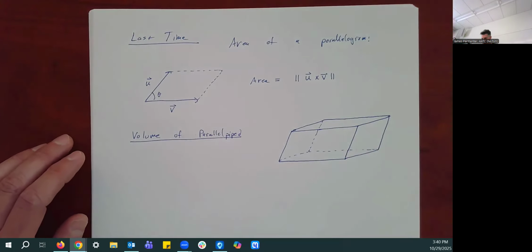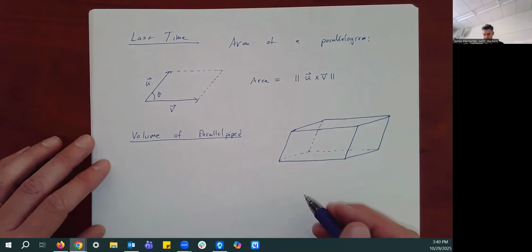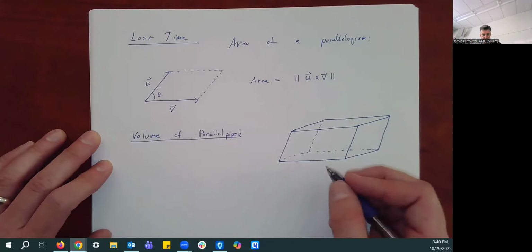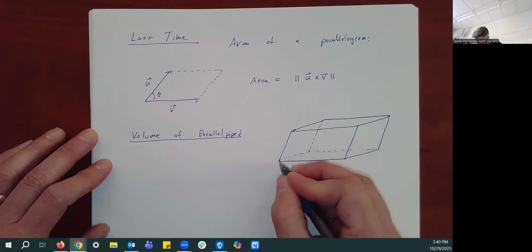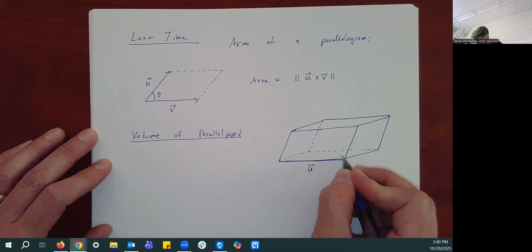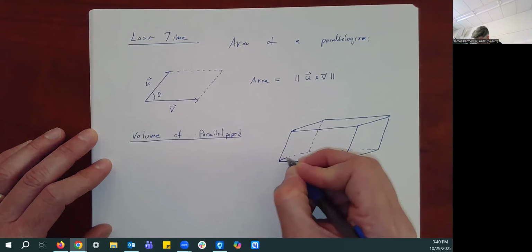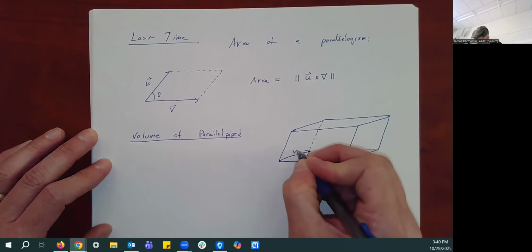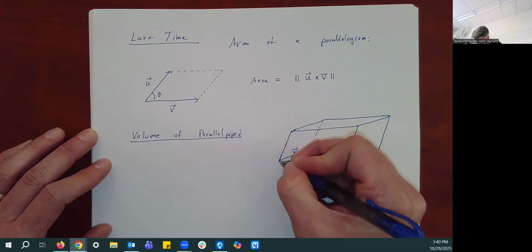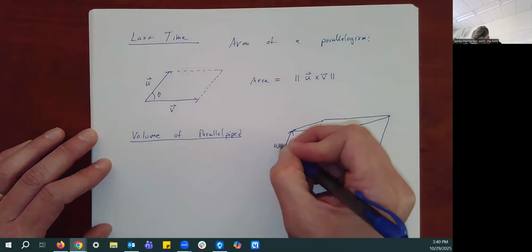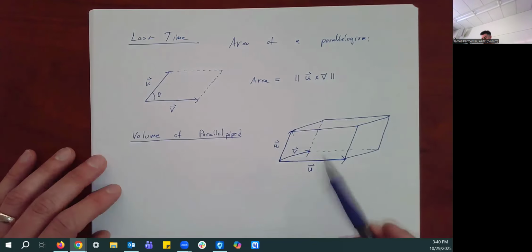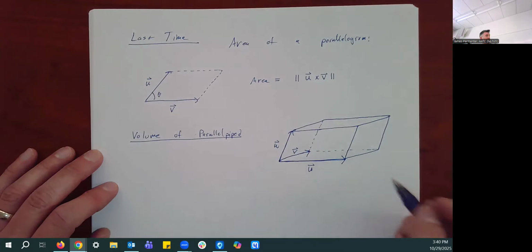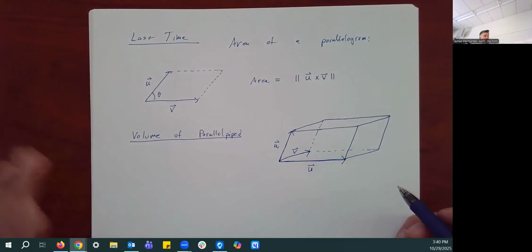All right, here's my shape. I'm still going to have the same. For some reason, I've called these different things here. We're going to call this one u this time. So we're going to call this vector u. We're going to call this vector v. We're going to call this vector w. And I'm going to point out that we already know how to find the area of the base, right? It's just the area of the parallelogram.